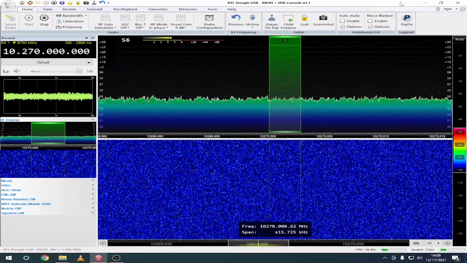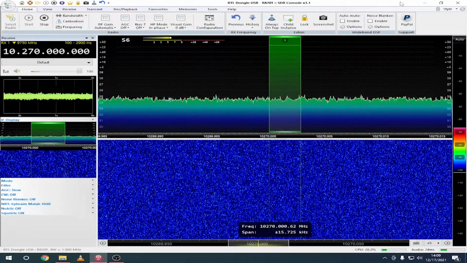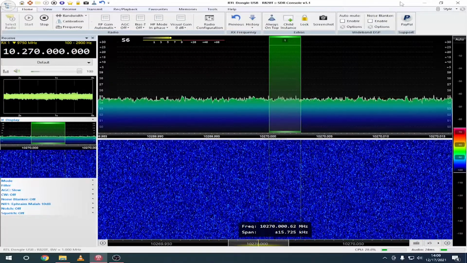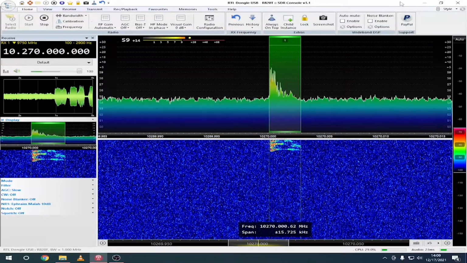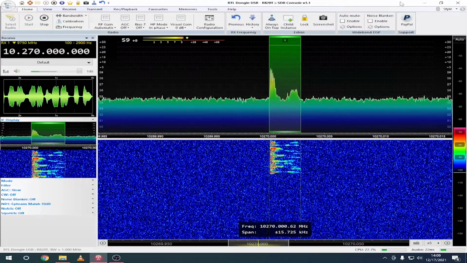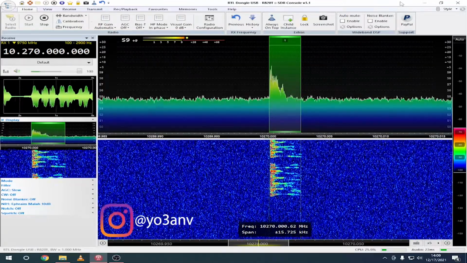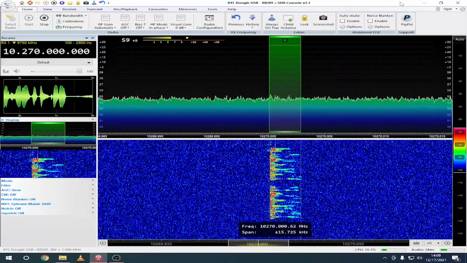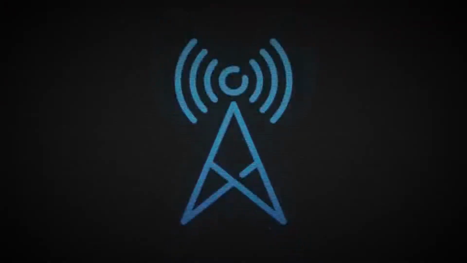Experimenting on higher frequencies is a very interesting part of ham radio. SDR technology is a very inexpensive way compared to dedicated equipment. Two years ago, my friend, YO3ANV, found a way to transmit on 10 GHz. Let's see how it's done.